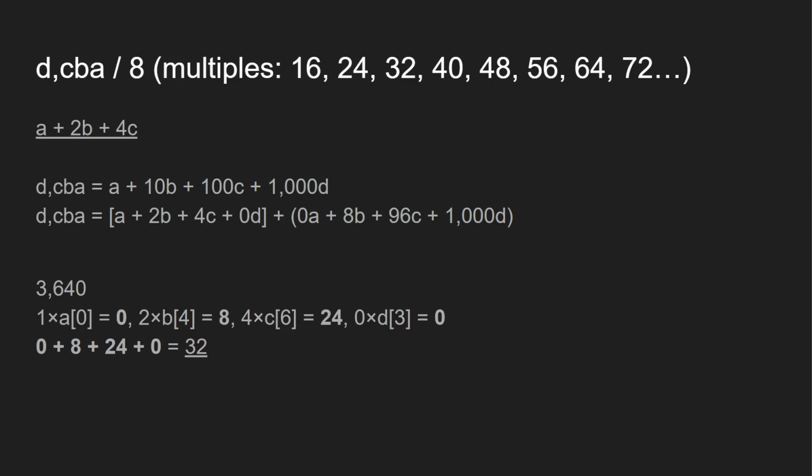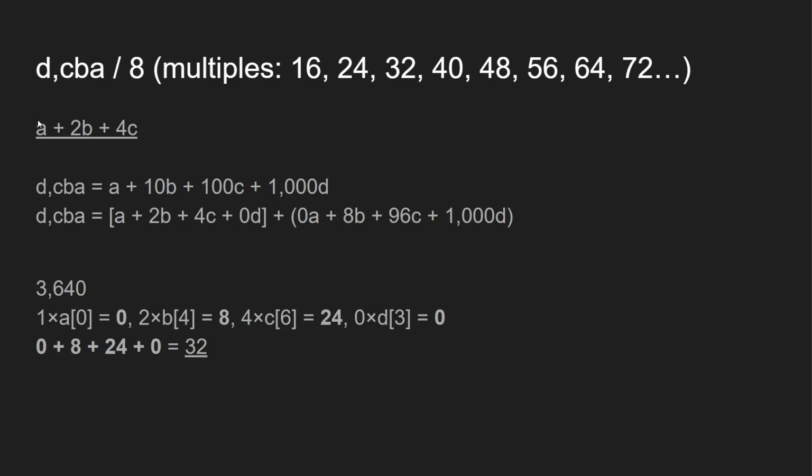So, DCBA, this is a number in the thousands, right? Where D is 1,000, whatever. So, divisibility by 8. What are the multiples of 8? We have them right here. So we have 16, 24, 32, 40, 48, 56, 64, 72. Okay? It's important to keep track of the multiples, but not 100% important. Well, it's important when we do the math at the bottom when we figure out whether or not a number is divisible or not. So, how do we prove divisibility by 8?